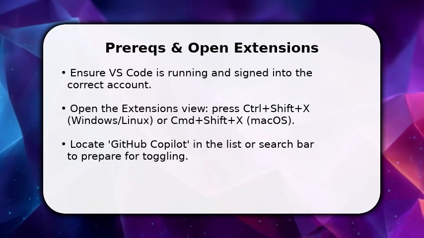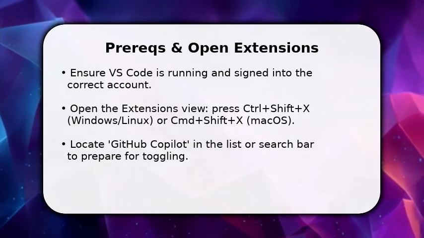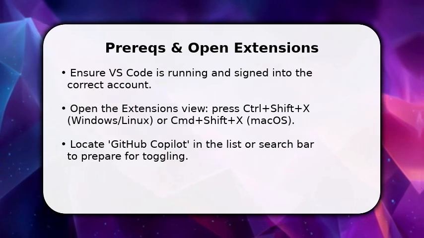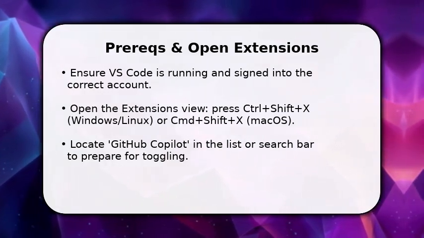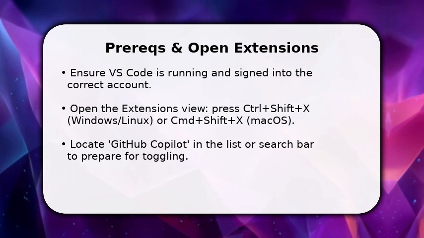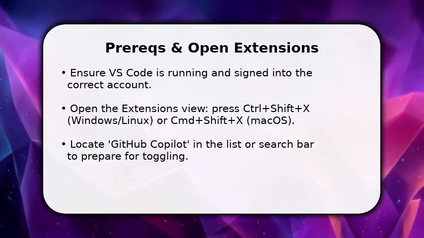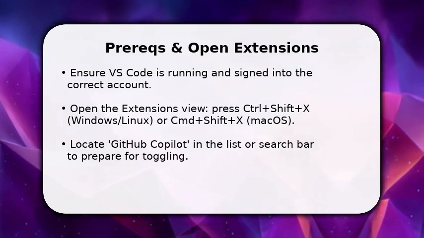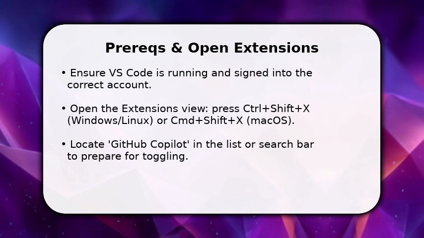You'll start by confirming VS Code is open and you're in the right profile, because settings can be profile-specific. Once done, open the extension sidebar with Ctrl+Shift+X or Cmd+Shift+X, then type GitHub Copilot in the search box. You want the Copilot extension entry visible.